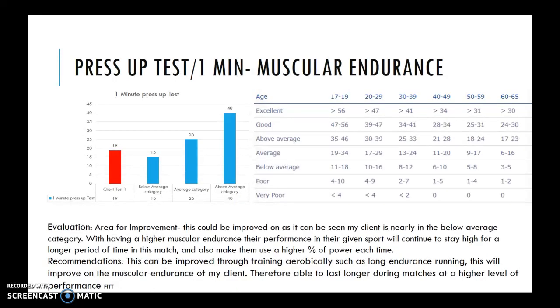We then move on to the press up test. This was done in 1 minute, and this tests their muscular endurance. So we can see that they got 19, which is just in the average range, and there is area for improvement.